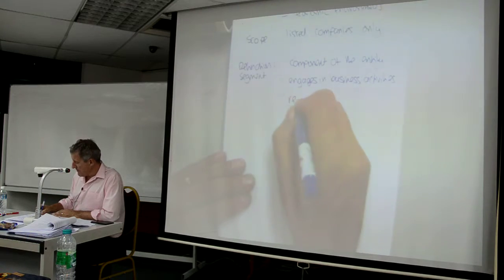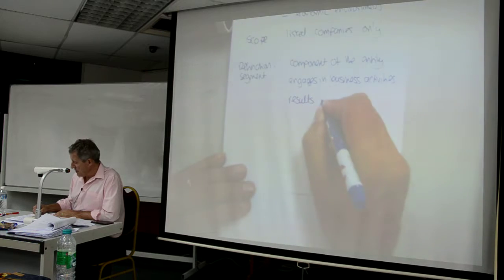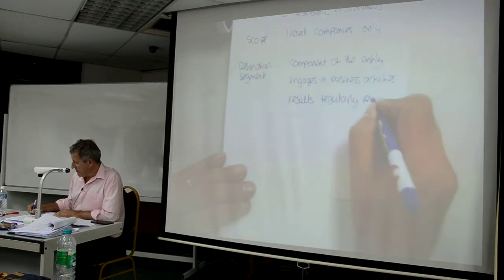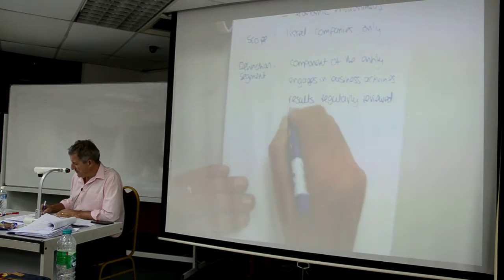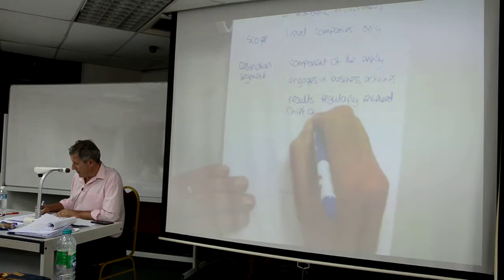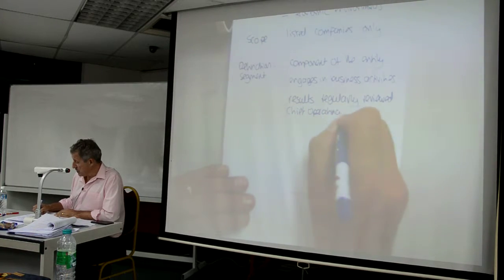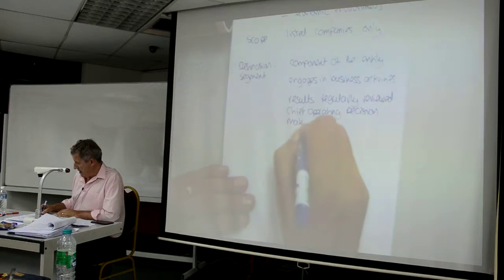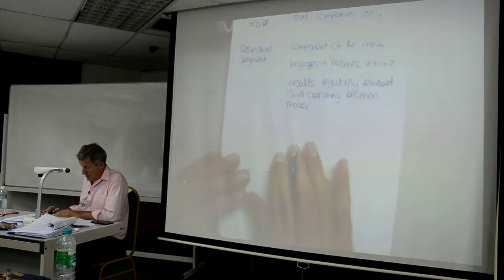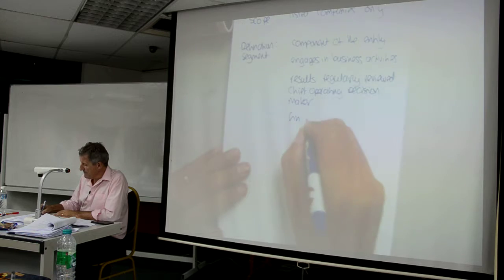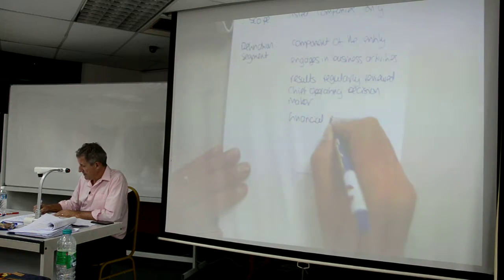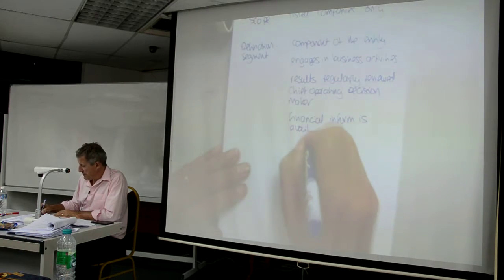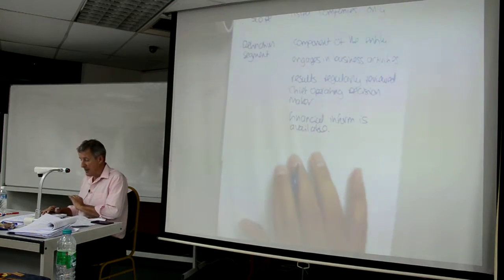Whose results are regularly reviewed by the chief operating decision maker. The boss. Yeah? The boss. And discrete, separate financial information is available.